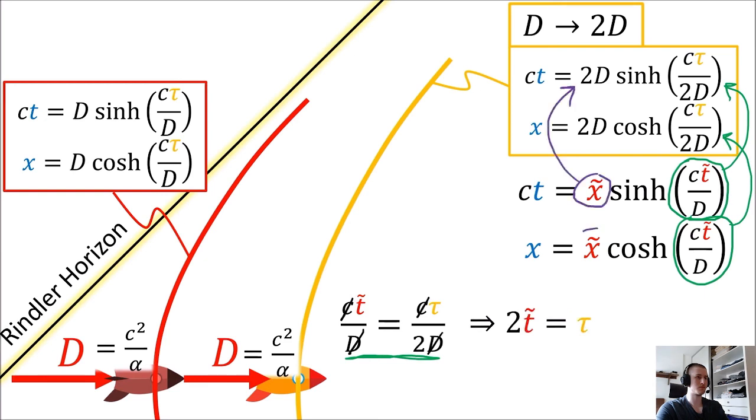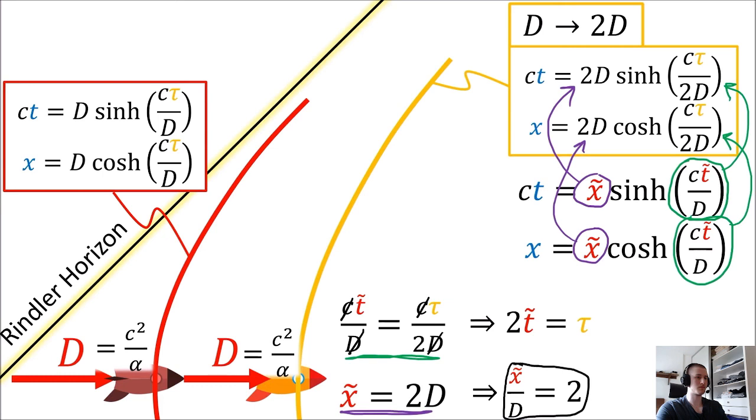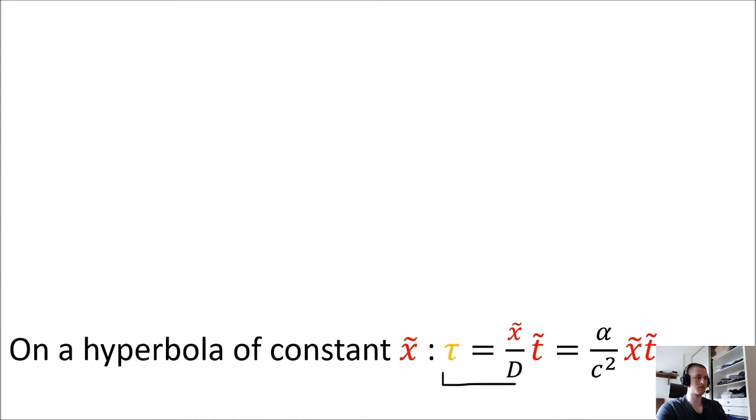But we can also see that x tilde corresponds with 2d. So this factor of 2 is really the ratio between x tilde and d. Subbing this in, we get that the proper time tau for any spaceship of any position is x tilde over d times t tilde. So given this formula for proper time along curves of constant x tilde, this means that clocks located at larger x tilde values will tick more quickly.